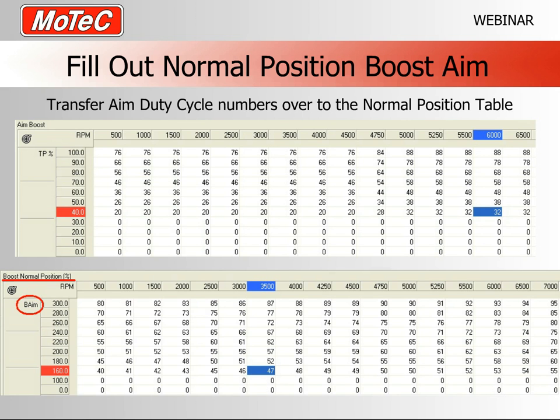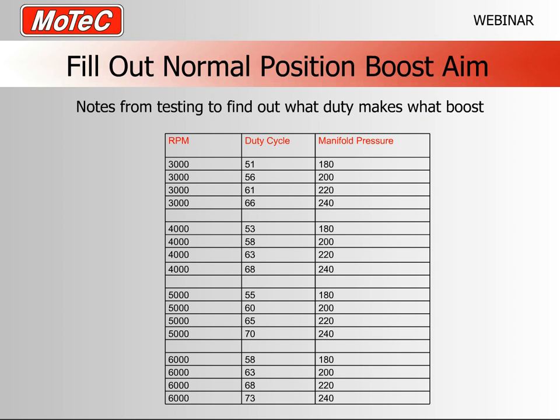So now we need to put in numbers that are our best guess at the duty cycle required to make each of these boost levels. And where do we get these numbers from? Well, we go back to our testing, which we did when we were in open loop boost control. Two webinars ago on the boost control side, I would have had you testing to see what duty made what boost. Here's an example of some notes we may have made. We could potentially, on an engine dyno, hold the RPM at 3,000 revs and full throttle and type in some varying duty cycles to see what boost we make at each duty cycle, and we can record that.